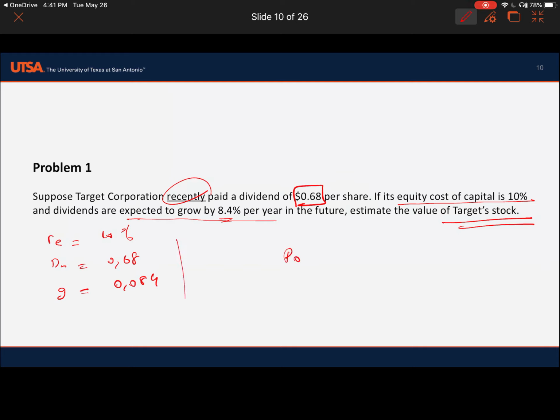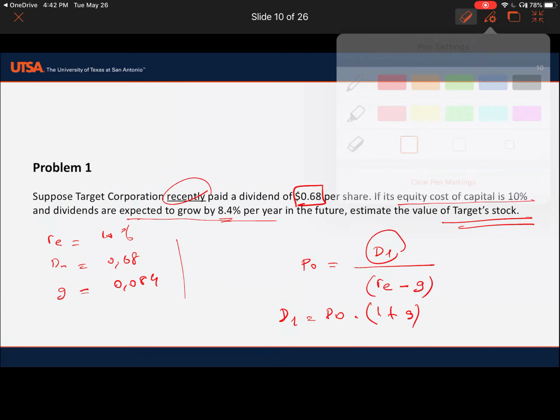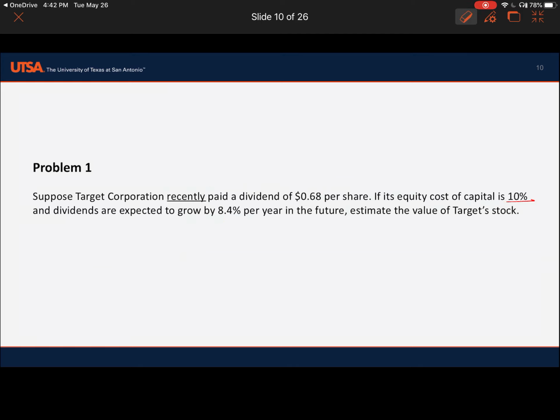Everything is given. We know the formula. Price 0 is the dividend paid at time 1 divided by the equity cost of capital minus the growth rate. So how can we find dividend 1? The dividend paid at time 1 equals the dividend paid at time 0 multiplied by 1 plus the growth rate. Let's see the solution.